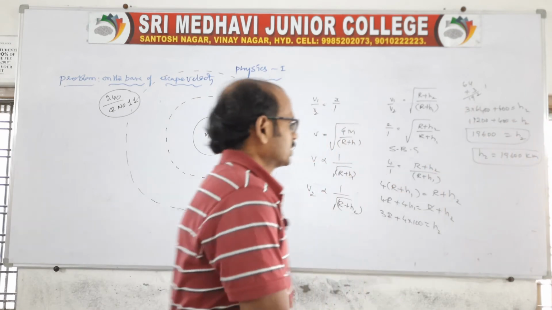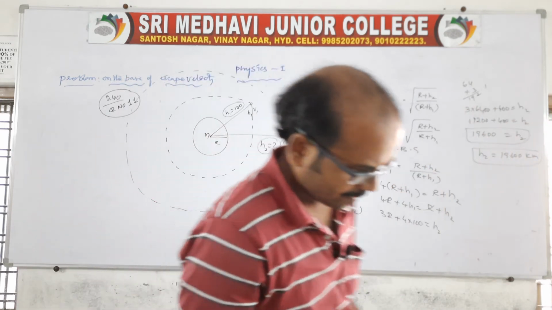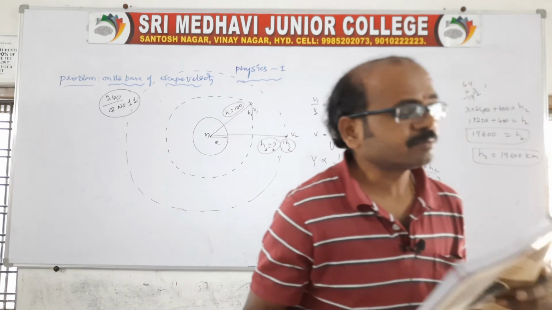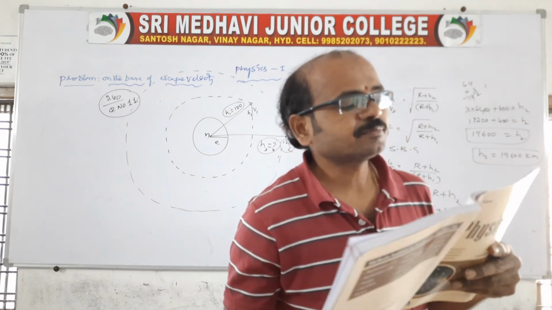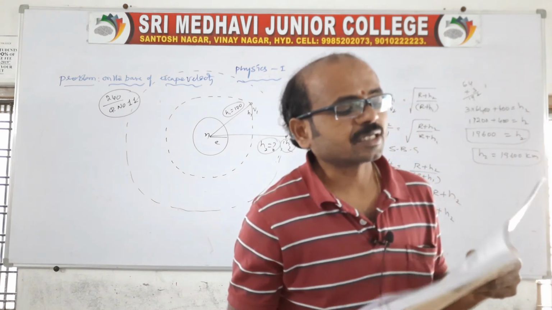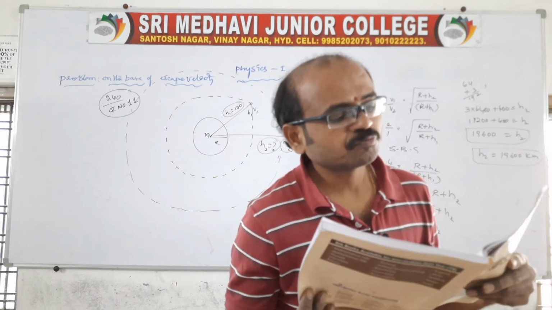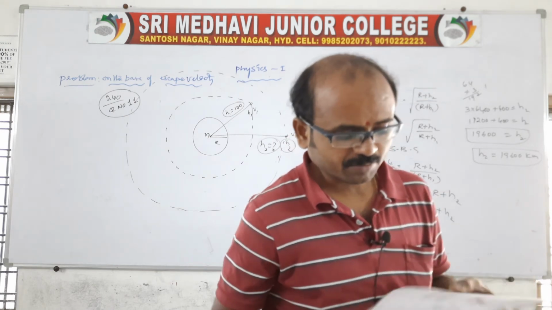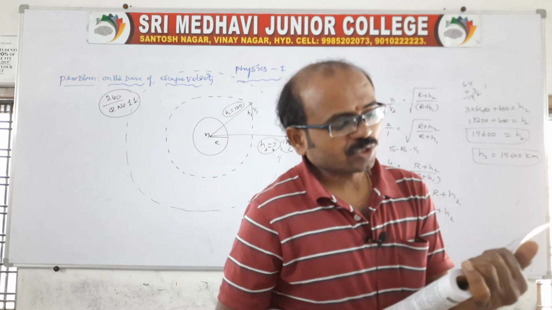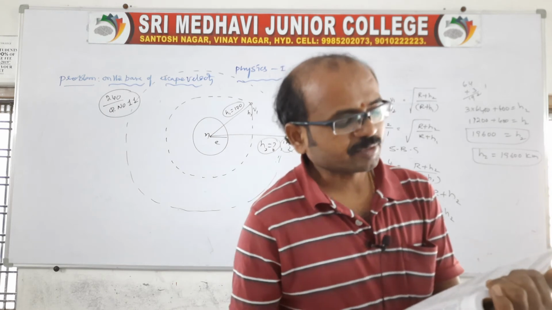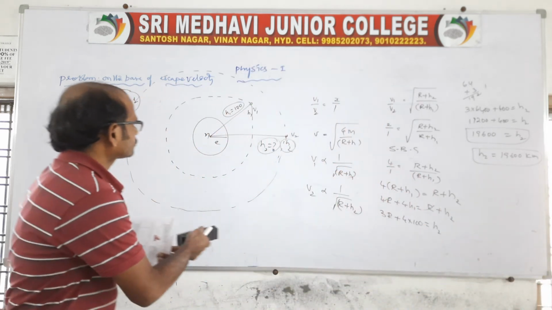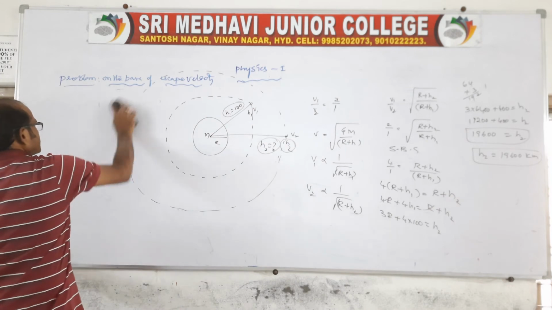Clear? Now come to the next problem. On the same page number there is another one given, the 13th question, you look at. The question number 13: calculate the escape velocity of a body from the earth's surface. Same page number.